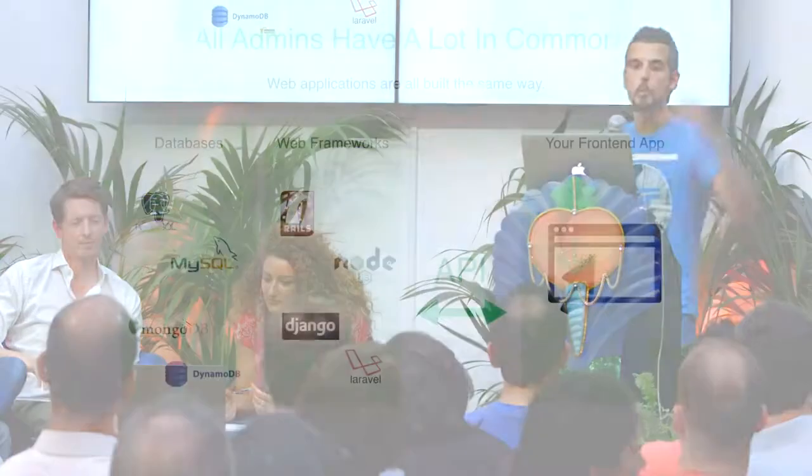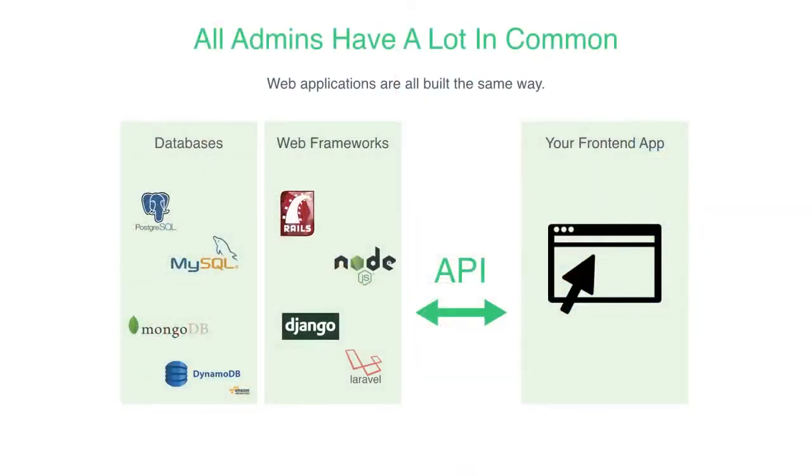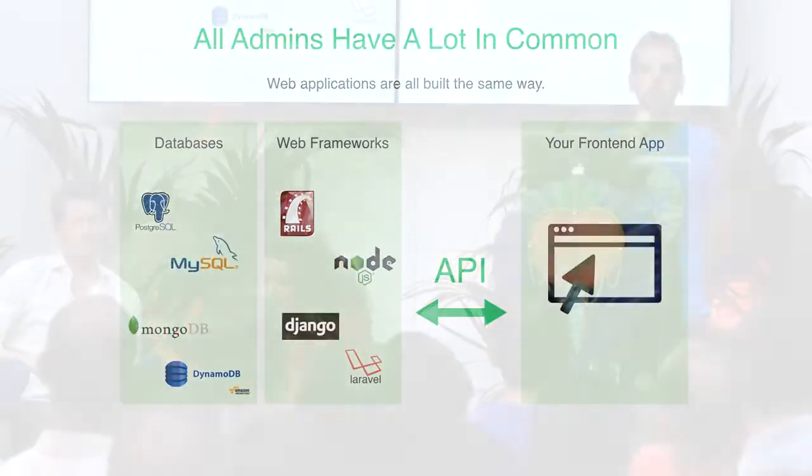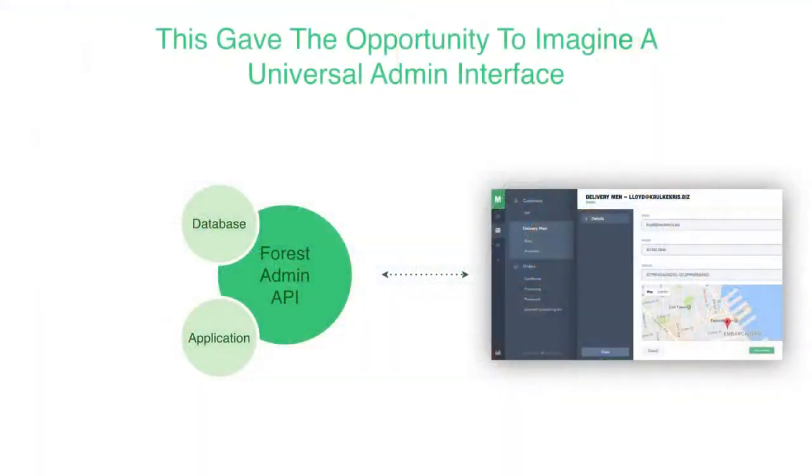And technically, we also noticed that web applications today are all built the same way. You use frameworks like Ruby on Rails or Node.js, you have APIs, and so web applications today have been standardized. The way we build web applications has been standardized. And so this gave us the opportunity to imagine a universal admin interface. This is what we do at Forest.